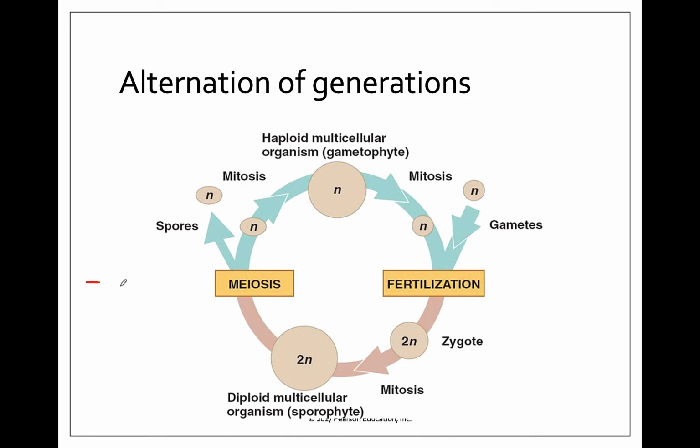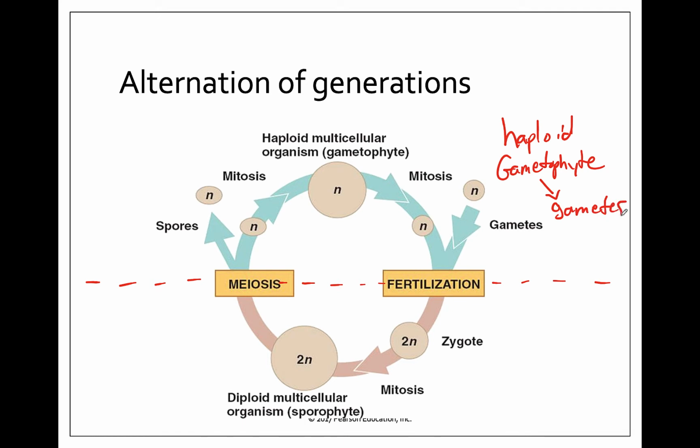So if I draw a line through the middle here, we can see that above the line we have this light blue color. This is our haploid generation, and the plant that we see here is going to be called the gametophyte. And so that means the gamete plant, phyto is plant, and the gametophyte makes gametes. So gametophyte makes gametes.